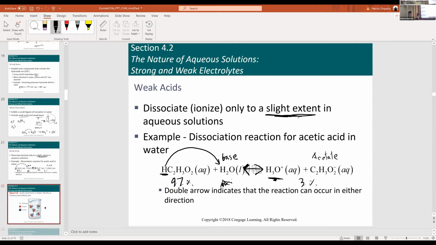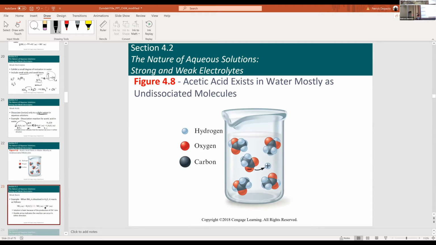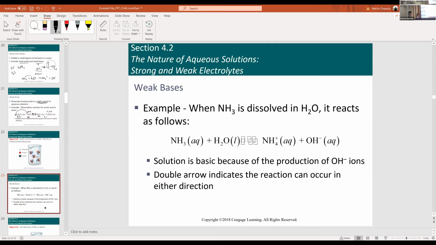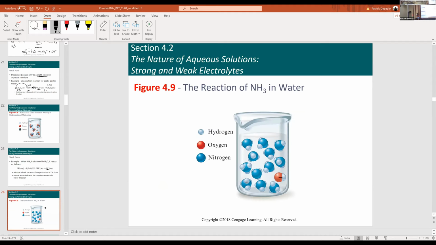Okay, so that's cool. We saw that already. This is the production of OH- by the mixing of ammonia into water. We talked about this already. Cool, we saw that. Non-electrolytes.